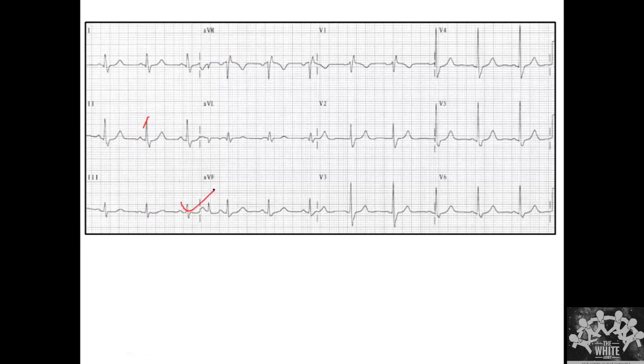This is the heart rate. Okay, so once you see the heart rate, so it is normal. Then you look at the intervals. So here only two intervals are main for us, the PR interval and the QT interval. So they also appear normal.